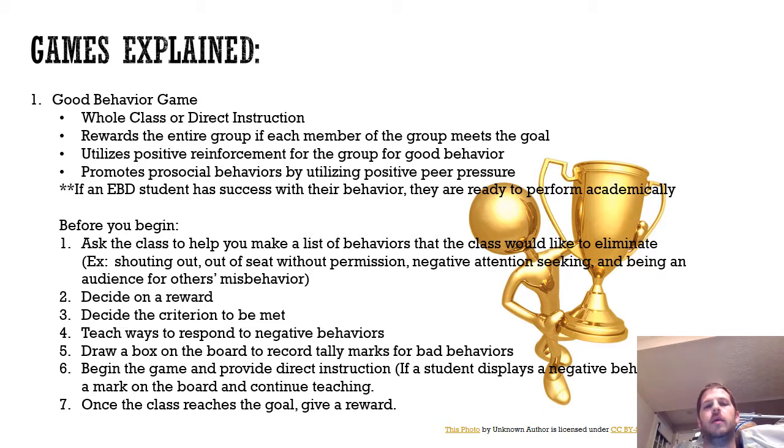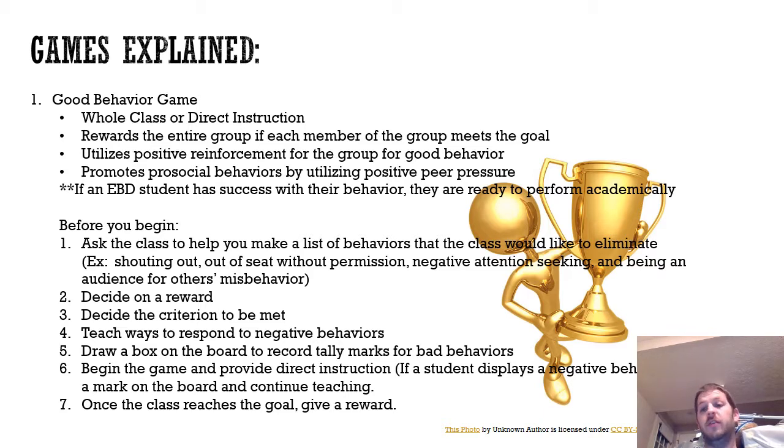Before you begin, you should ask the class to help you make a list of behaviors that the class would like to eliminate. Examples could include shouting out, being out of your seat without permission, negative attention seeking, and being an audience for others' misbehavior. Then you should decide on a reward, decide the criterion that needs to be met in order to get that reward, teach ways to respond to negative behaviors, and draw a box on the board to record tally marks for bad behaviors. Then begin the game and provide direct instruction.